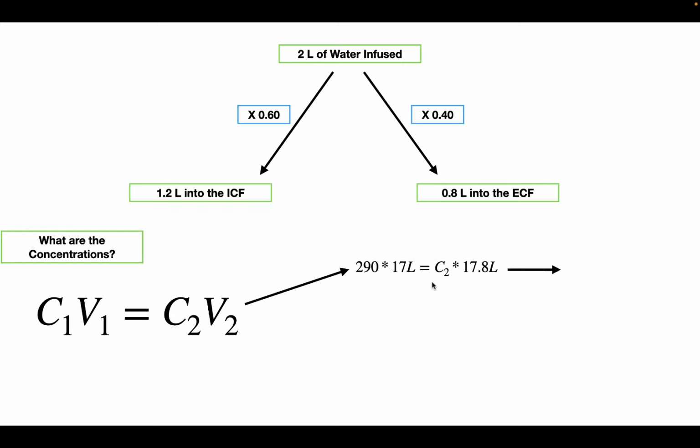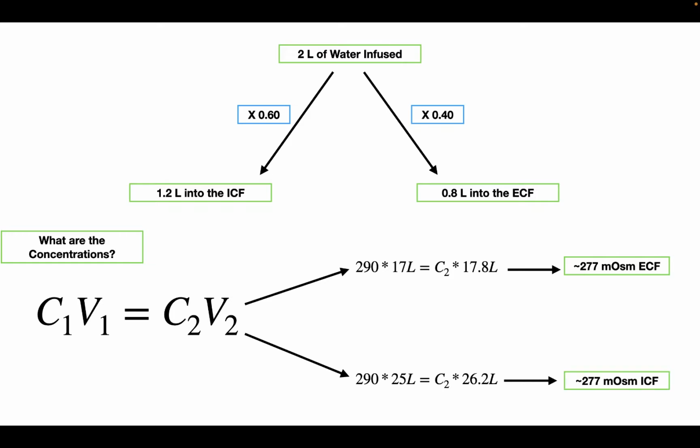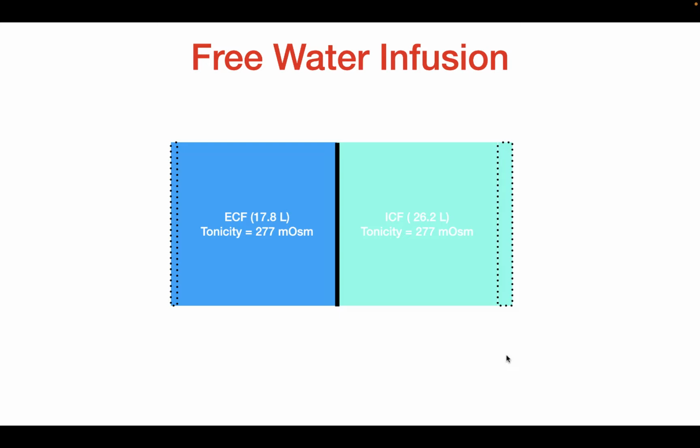When you do that, the final concentration would be around 277 milliosmoles in the ECF. And the same would occur in the ICF. If you do the same calculation, you get the same value. So what did we find by this experiment? From the free water infusion, both volumes, the ECF and the ICF, increased, by 0.8 liters in the ECF and 1.2 liters in the ICF.